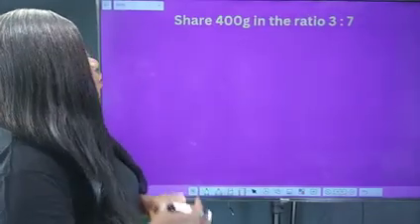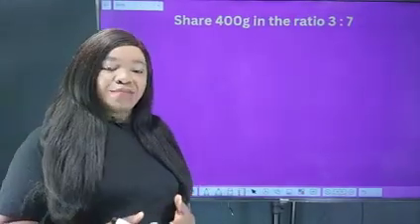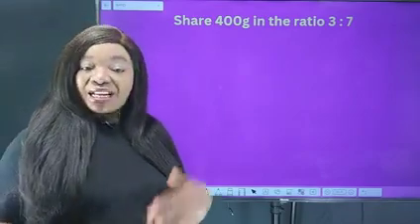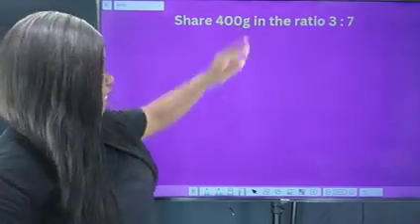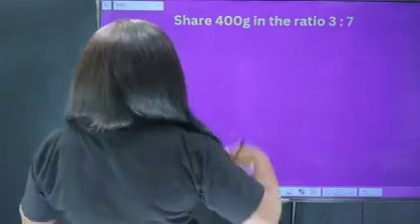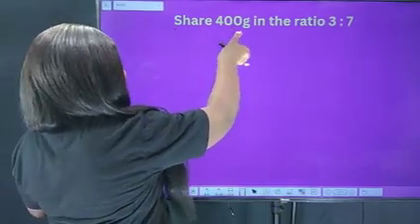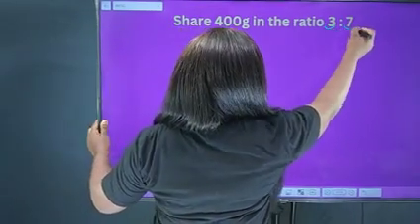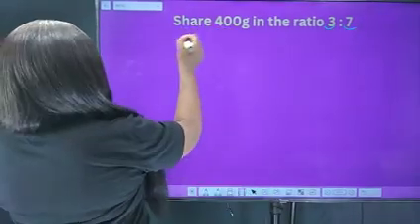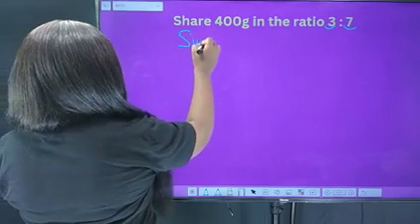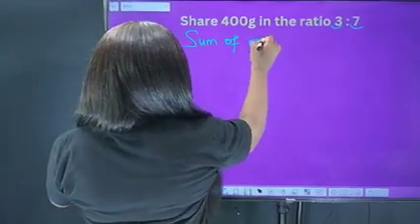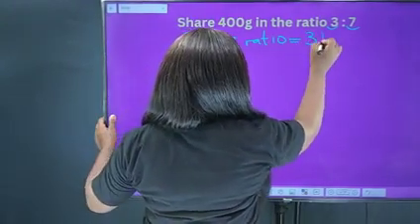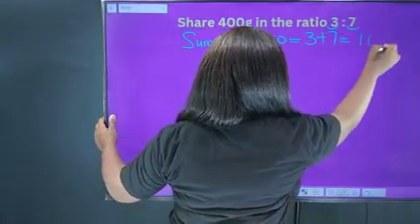The next one is for you to share 400 grams in the ratio 3:7. You know, I told you that we can share different quantities. So this is weight. Now we are sharing weight. What is to be shared is 400 grams in the ratio 3:7. This is the first ratio. This is the second ratio. Now, the next thing we'll do is to find the sum of ratio. That is adding up the first and the second ratio together. That is 3 plus 7, which is equal to 10.